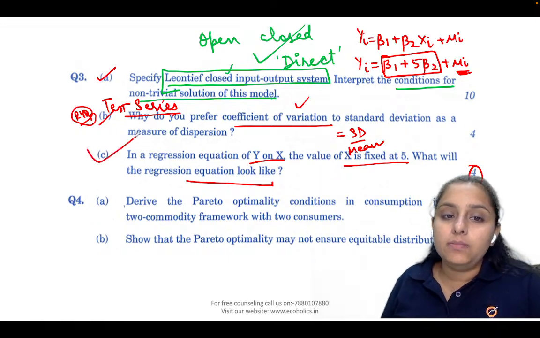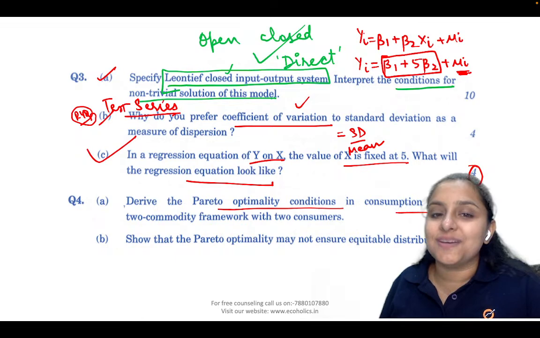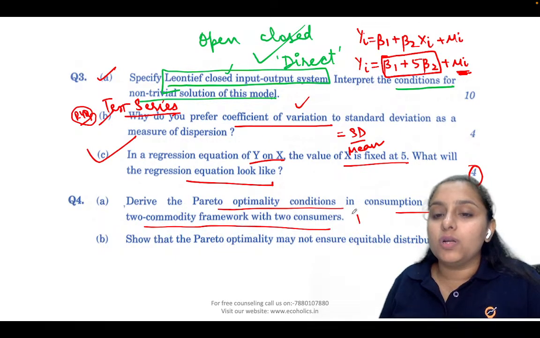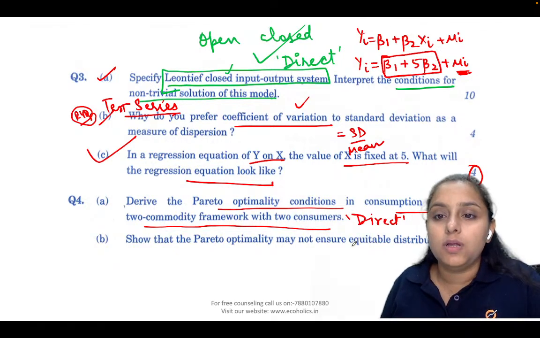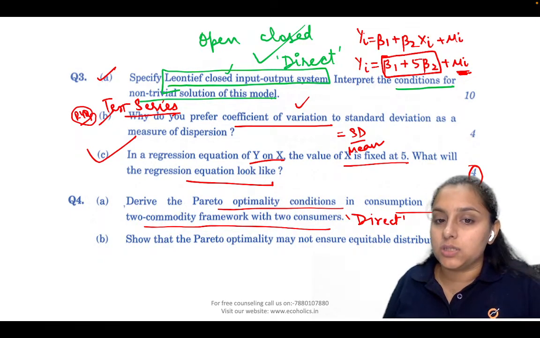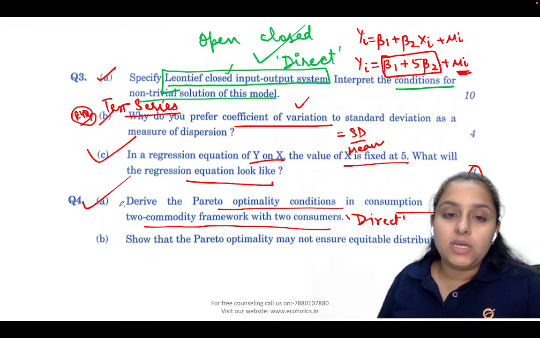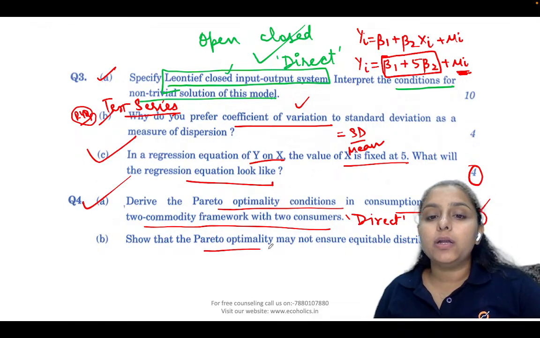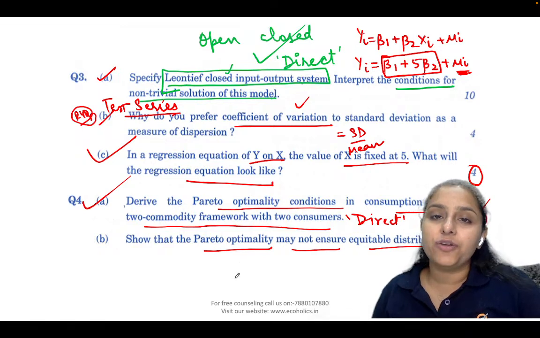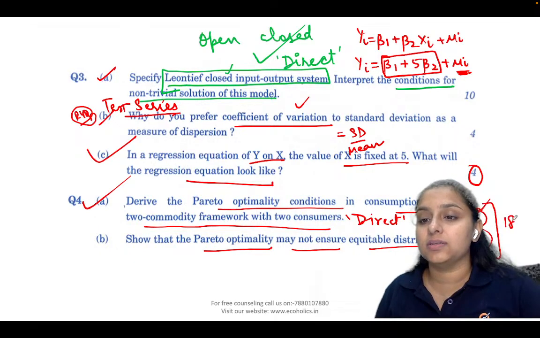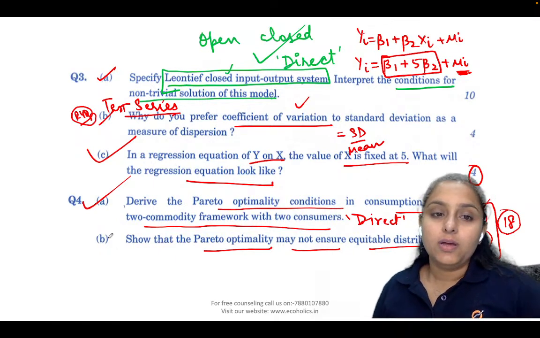Now question number 4a: derive the Pareto optimality conditions in consumption in a two commodity framework with two consumers. Very direct question. When we start teaching the Pareto optimality concept, this is where we start. Too basic. 10 marks, again a golden chance. Then: show that Pareto optimality may not ensure equitable distribution. Again, a negative side of Pareto optimality, about which we always talk. So 18 marks. If you have done the concept of Pareto optimality, 18 marks are free. You just had to know the concept and it's done.